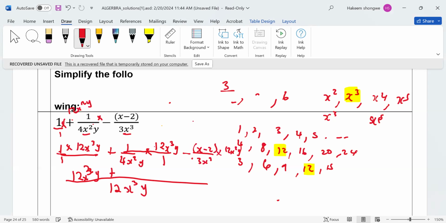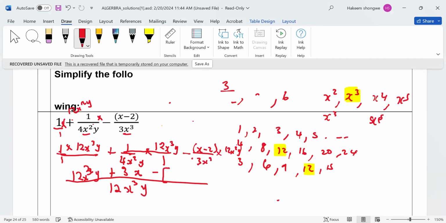Plus, here there's something on the numerator and something on the denominator. So you will say 12 divided by 4. What is 12 divided by 4? You get 3. And then you'll say x cubed and x squared. You get what? x. Bases are the same, you subtract the exponents. And then you have y and also y. What's going to happen? They're going to give us 1. So you don't have to write that one. You move on.